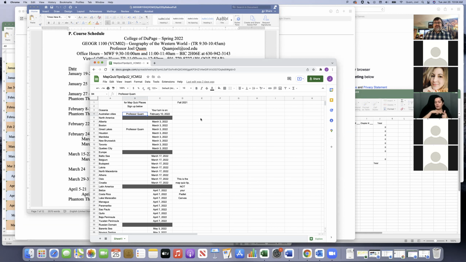Then your map quiz tip comes later, and how much later it comes depends on which one you sign up for, because we connect them to the actual map quizzes. Map quiz tip, then soon after that, actual map quiz. That will help you remember. So if one of you signs up for Boston for the map quiz tip, that will come on March 3rd. And then soon after that, we will do the actual map quiz.